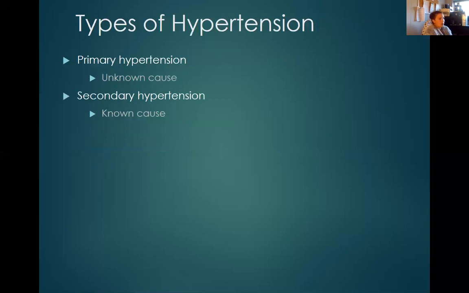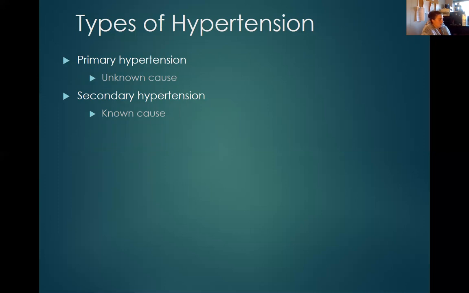So we just talked about the classes of hypertension. So now we're going to look at the types. We have primary and secondary. Primary is going to be no reason. Their blood pressure is just up. Age-related changes, family history, those kind of things, they just have high blood pressure.